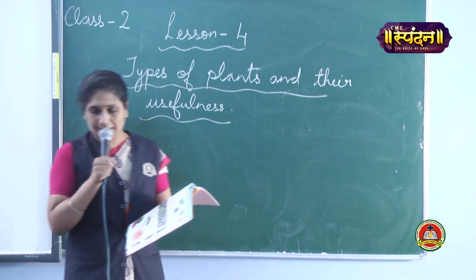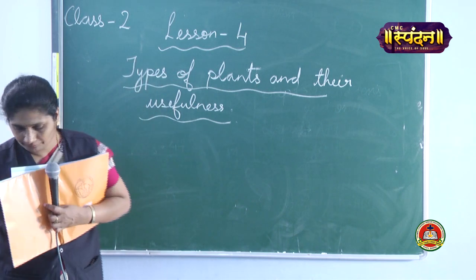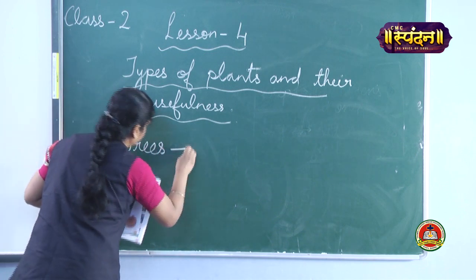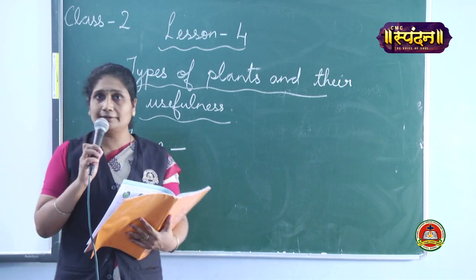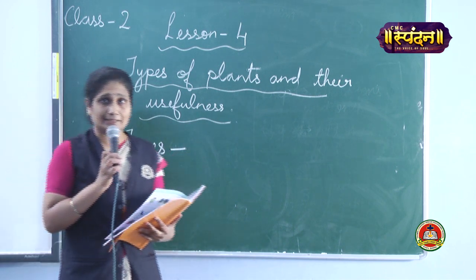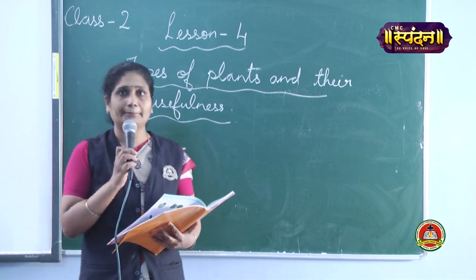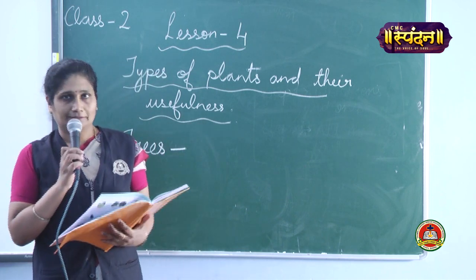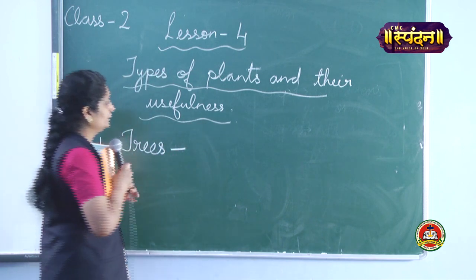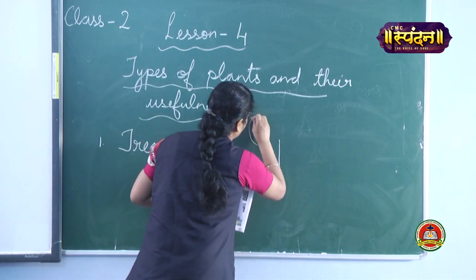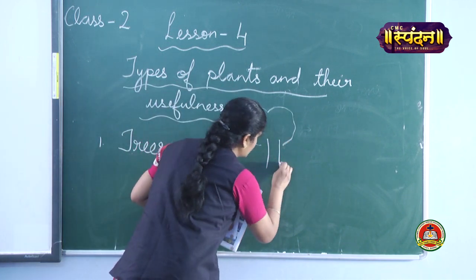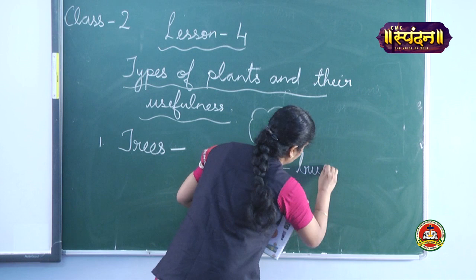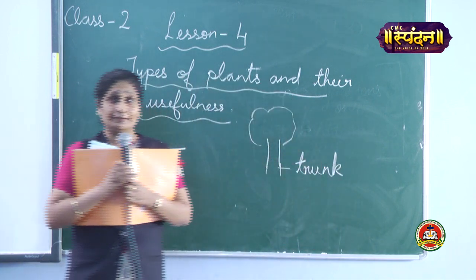Okay. Now today we are going to discuss all these plants. So the first thing is trees. Now, what are trees, children? Very big plants are called trees. So, it has a very thick stem. See, this is the tree. Now, it has one single, very thick stem. This is called trunk.